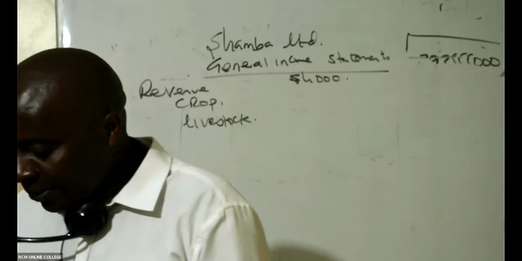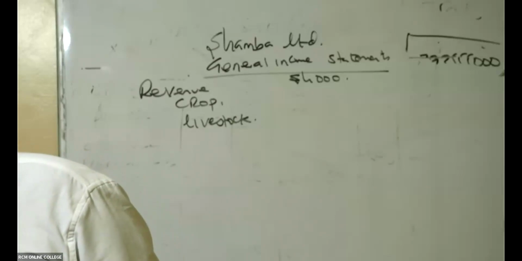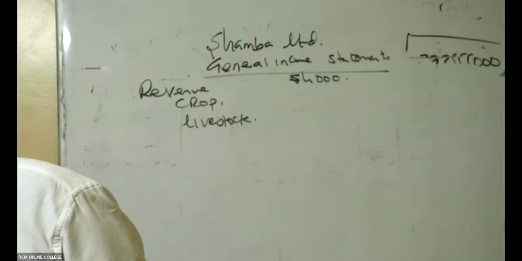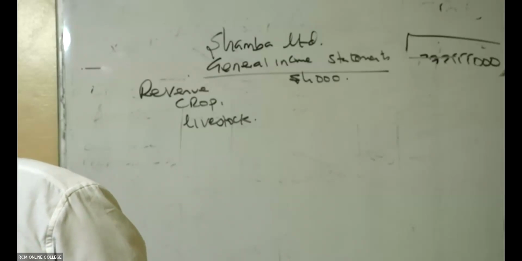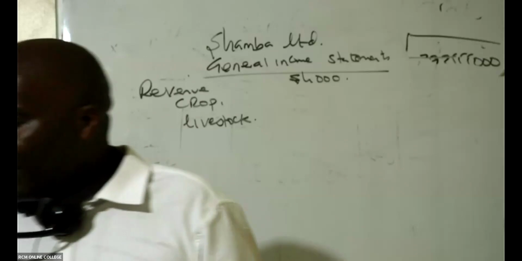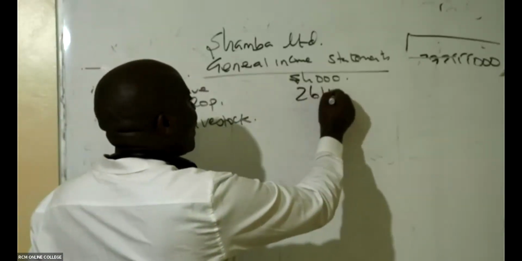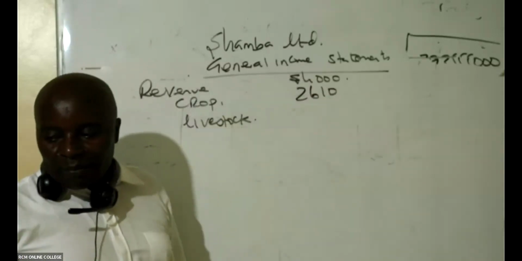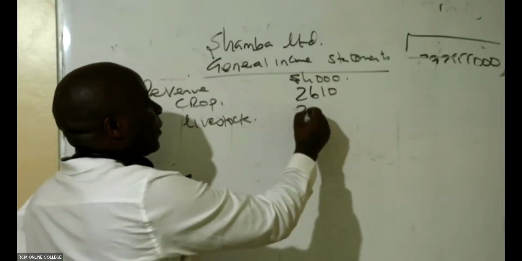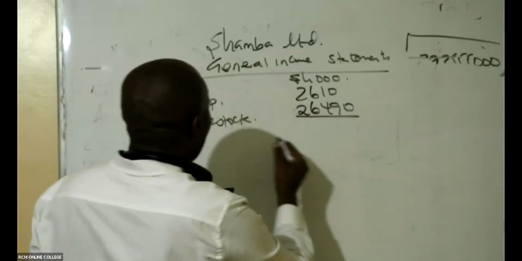So, ladies and gentlemen, please get hold of your question. If I get hold of my question, what am I saying here? That my revenue crop is 2610. My revenue livestock, you guys are giving me a profit of 26,490. So can somebody give me the total revenue here?